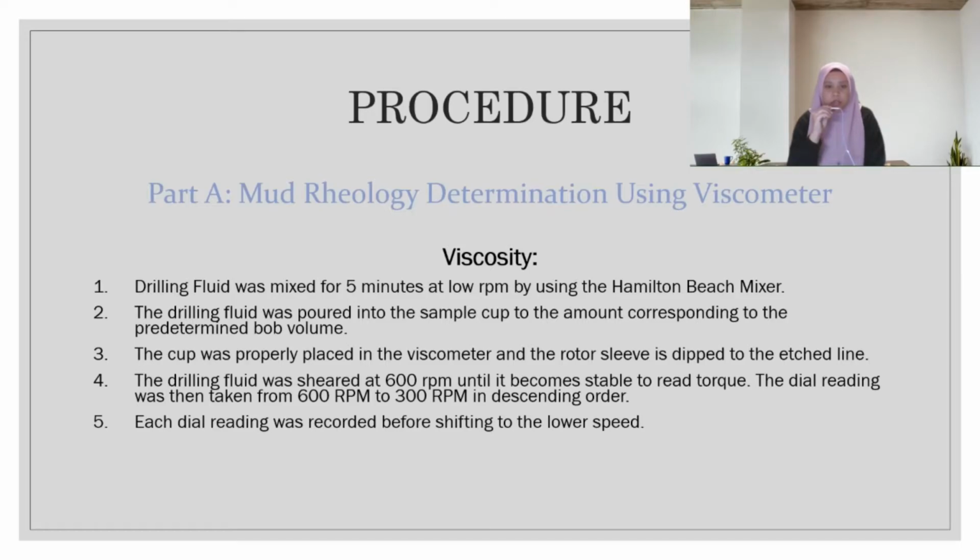Then the drilling fluid was stirred at 600 rpm until it becomes stable to read the torque. The dial reading was then taken from 600 rpm to 300 rpm in descending order. Each dial reading was recorded before shifting to the lower speed.